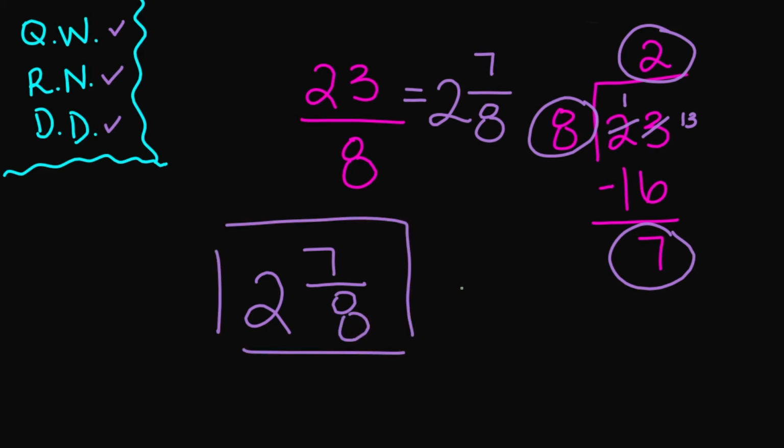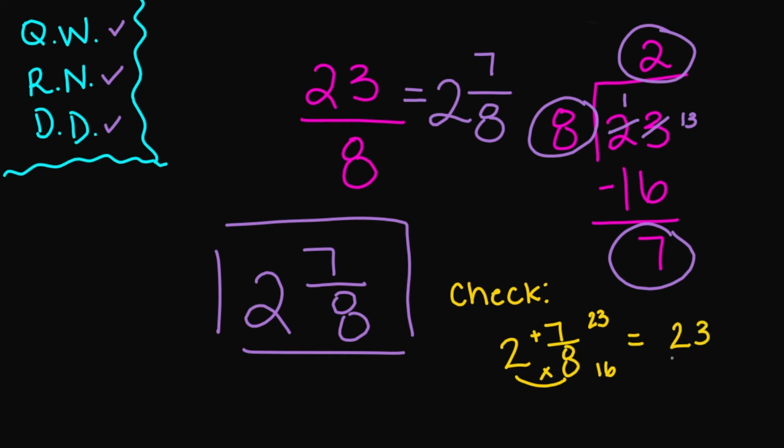And if you want to check your answer really quickly, let's go ahead and check. So we have 2 and 7/8. 2 times 8 is going to give us 16, plus 7 is going to equal 23. So your improper fraction, 23 over 8, is the original fraction we started with. So we know this is the correct answer.